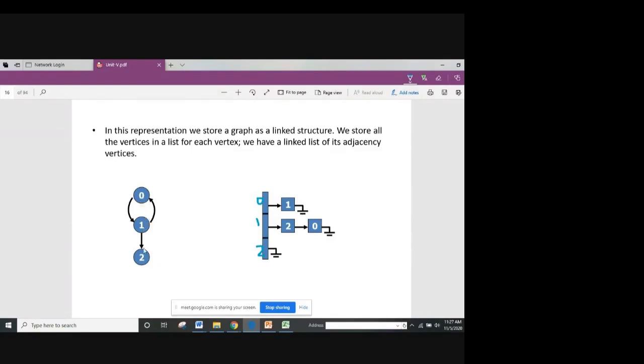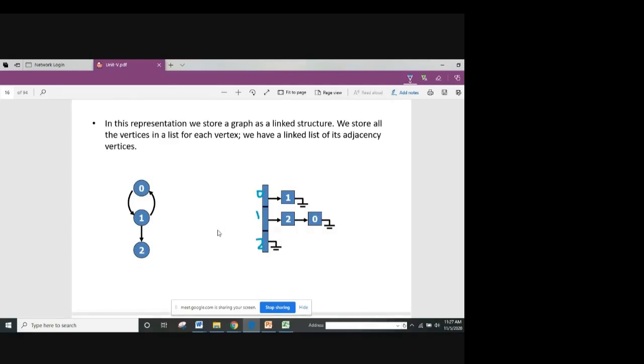Now again, 1 to 2 there is a link, so 1 to 2 I have given. And from 1 to 0 also there is a link. From 2, I can make a connection to 0. Or else you can give the 0 first and then 2 also, it is right only. Either you can give 0 2 or 2 0, both are possible. From 2 there is no other link, so I am grounding it. Null, that is the name. Okay, this is what the adjacency list is.